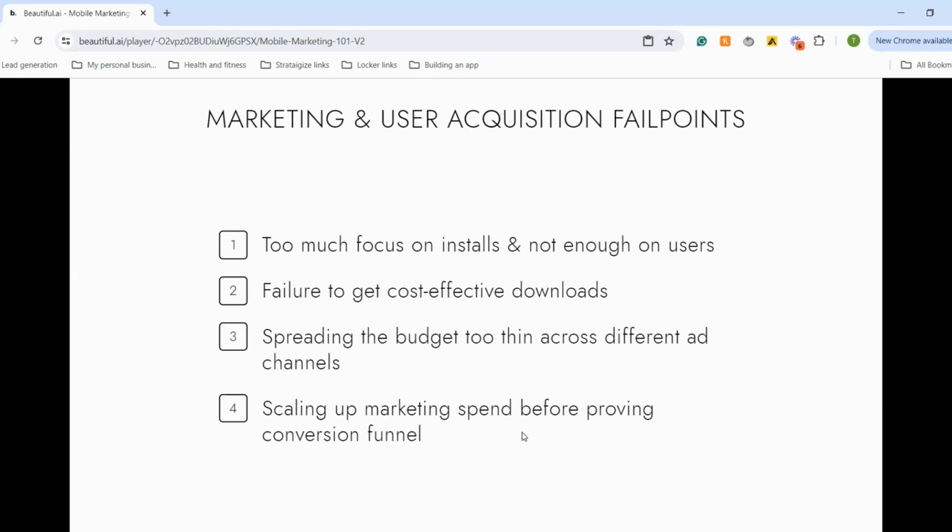And then finally, scaling up marketing spend before proving out the conversion funnel. So being too focused on trying to get as many installs as possible. A lot of times I've talked to people that want to get 100,000 installs tomorrow, and they just focus on spending a lot of money on user acquisition, but not enough on how well the actual product is going to work. How well does the onboarding flow convert them into a paying customer?